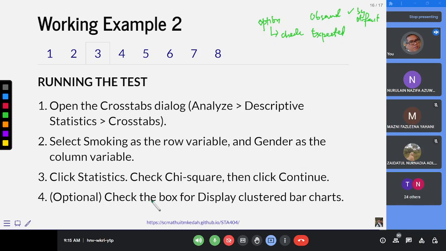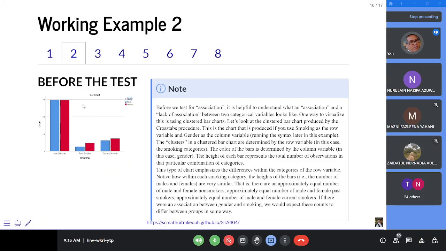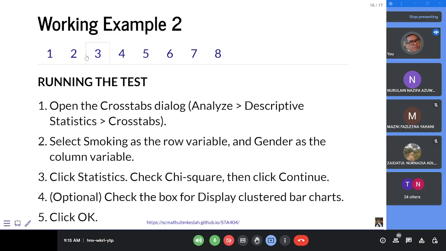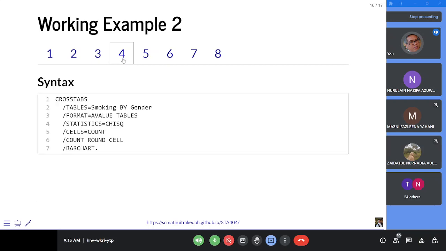Okay, if you have done that, so click Statistics, check the chi-square, click Continue, and then check the box for display cluster bar chart. Kalau kita nak tengok yang bar chart yang tadi, kita click the cluster bar chart. And then lastly, click OK, and then you will get the result. Okay, if you click on the cluster bar chart, you will get this cluster bar chart at the first place. If you don't click, you don't get that bar chart. And then once you click OK, you will get the result.